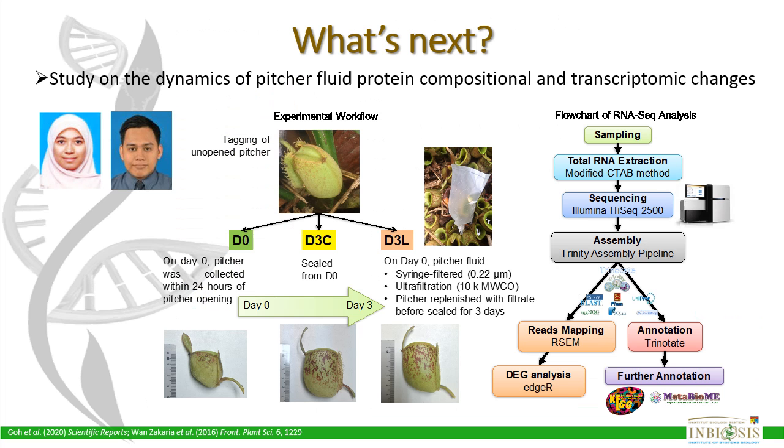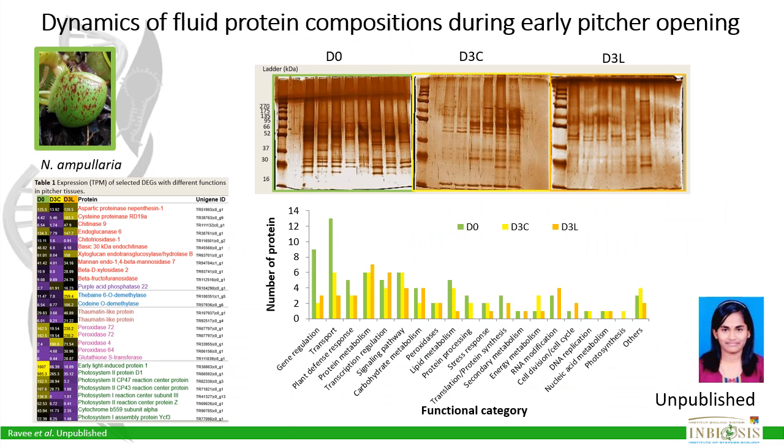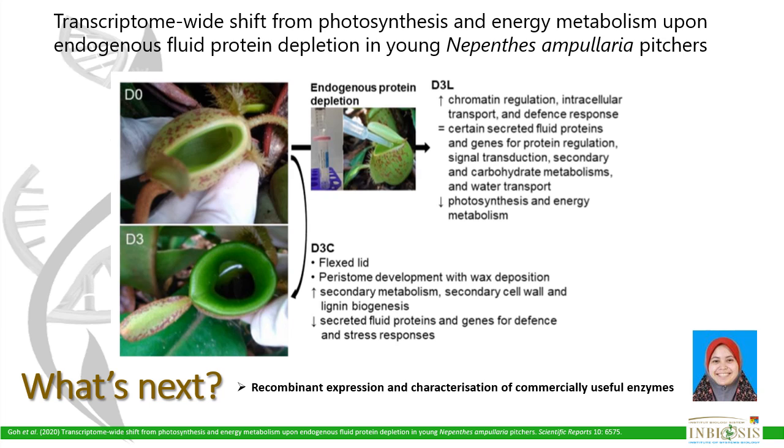So what's next? We aim to study the protein compositions and notice the changes in the different categories. And this is the SDS-PAGE gel showing the protein fluid in the different samples. And as a whole, we found that the protein shift from the photosynthetic energy metabolism, that means these are reduced when the endogenous fluid protein is depleted in the young pitcher. So this is the day 0 pitcher and this is the day 3 pitcher, and this is what happened during the depletion.